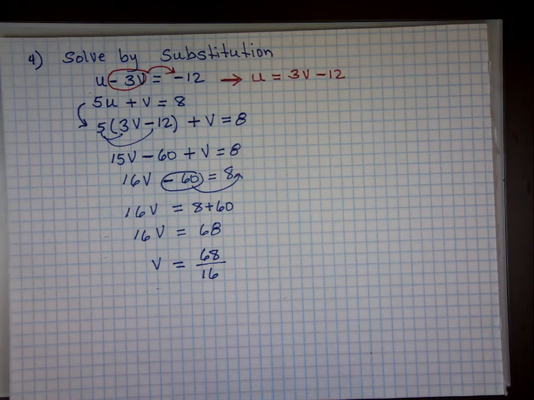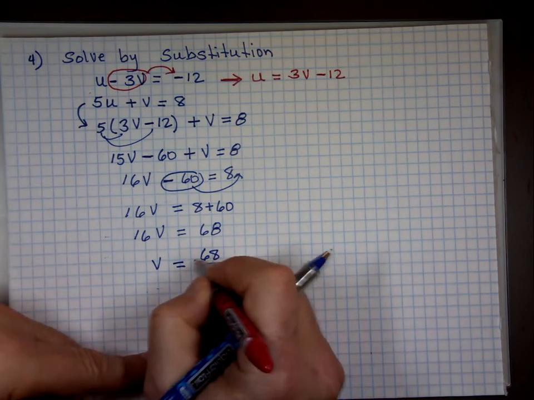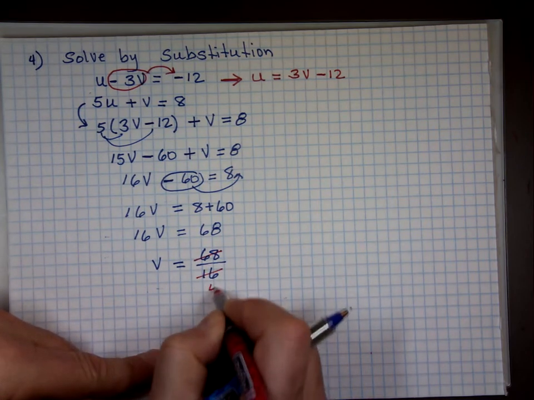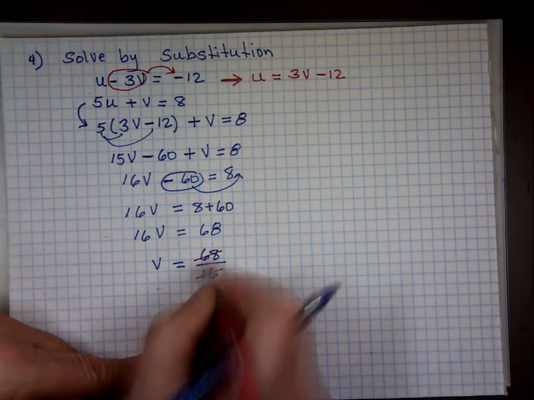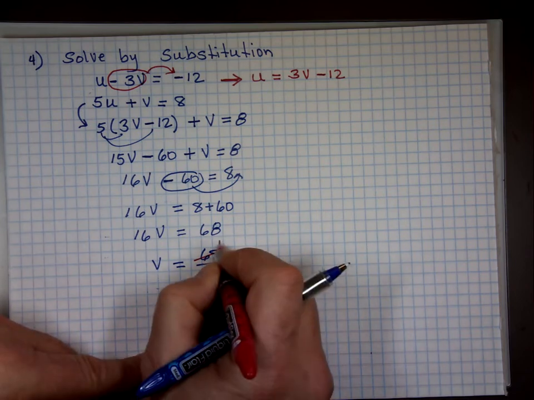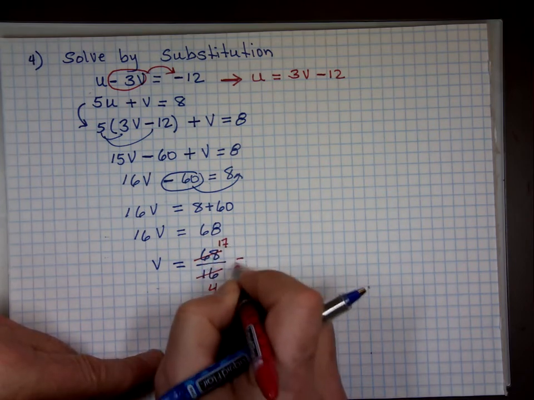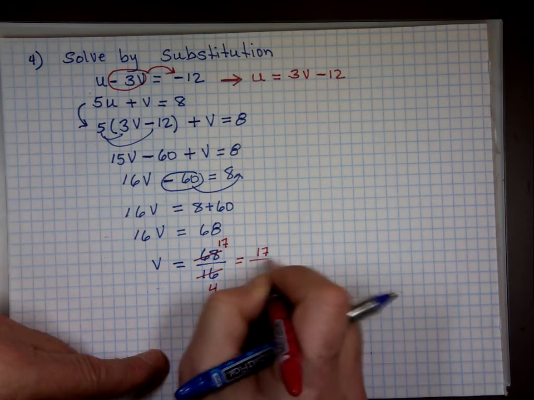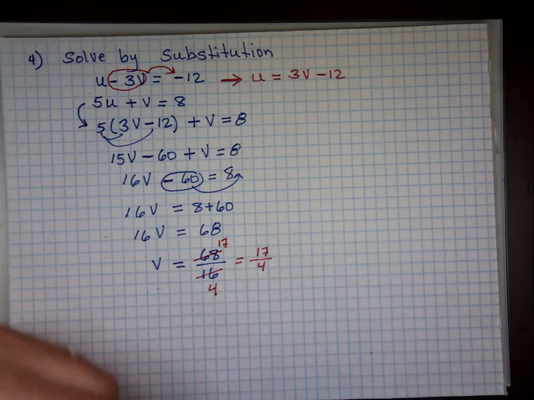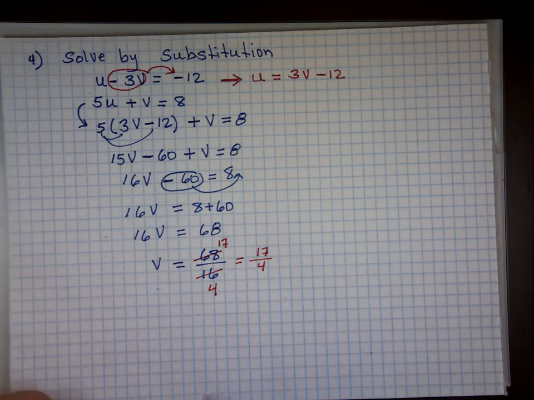I think I can divide by 4. By 4, this is 4. By 4, this is 17. It's 17 over 4. Now you get fractions. Not much you can do.